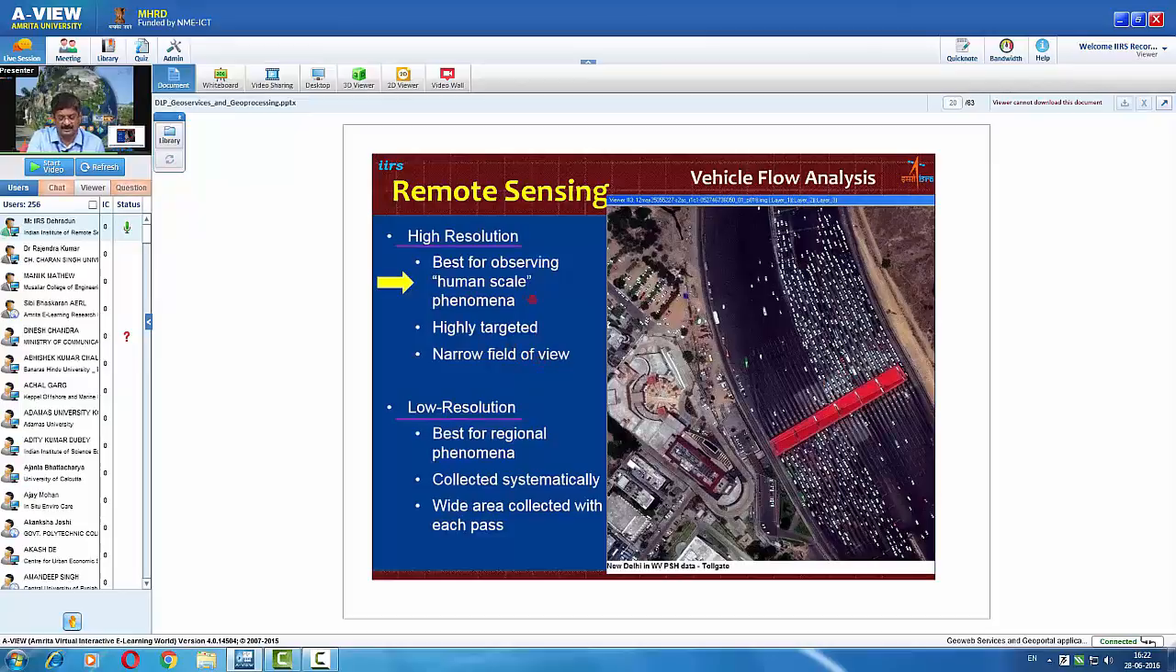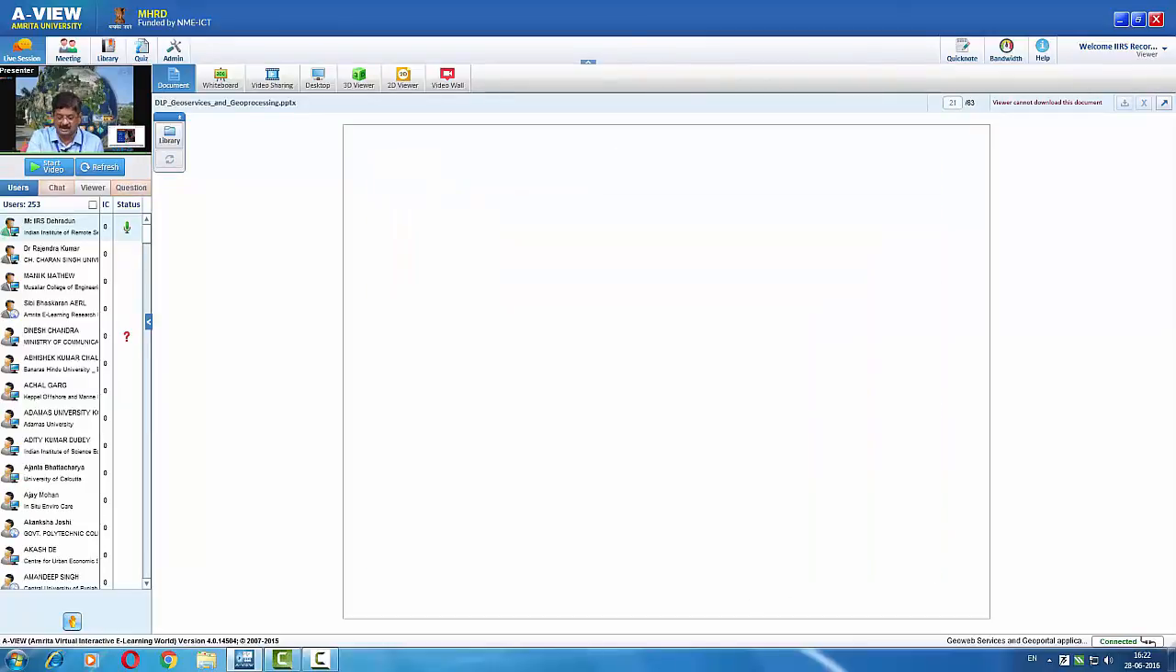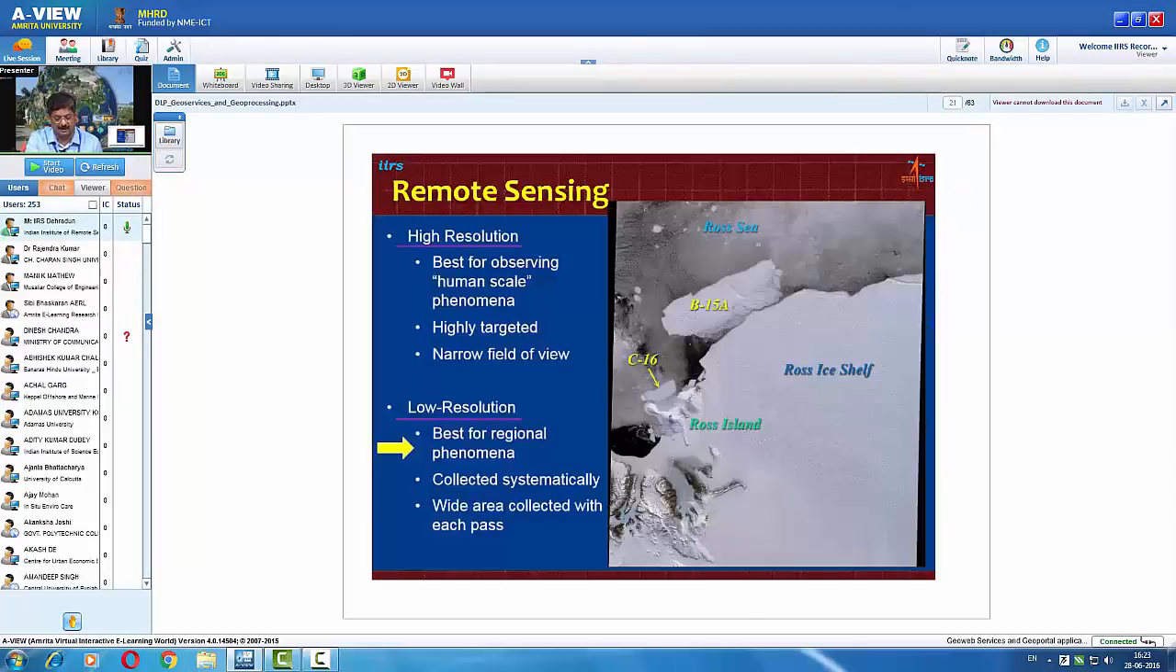So this is what we call high resolution data, where the application should be very clear. That means we are looking for specific location-based information, but with a very high information content. But at the same time, the area collection is also slightly restricted. Now we will see the next one, at a low resolution, what we can do.